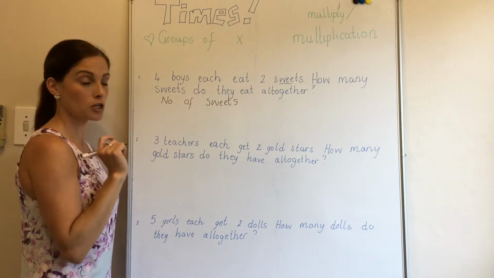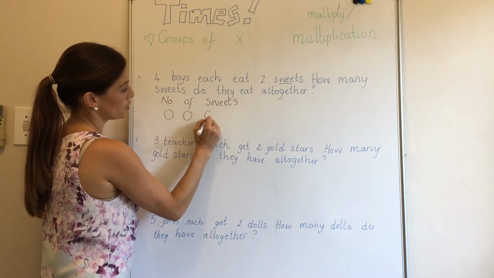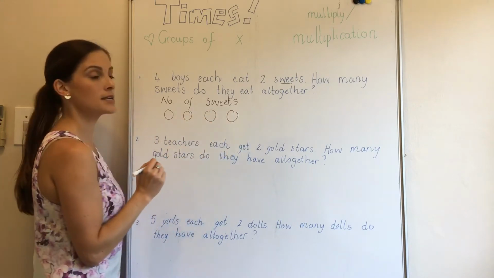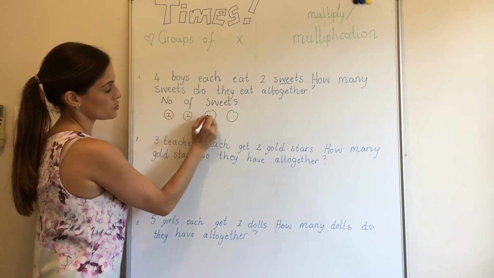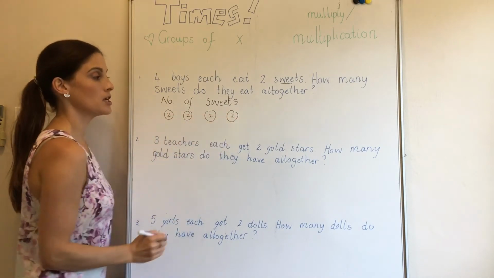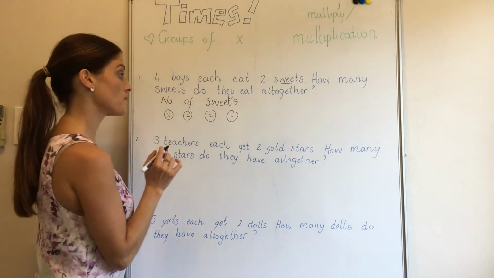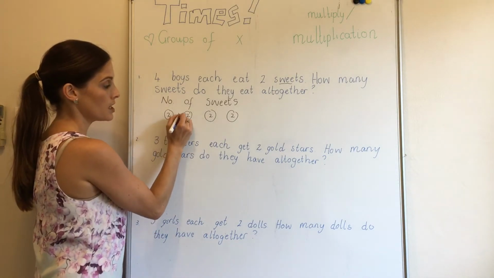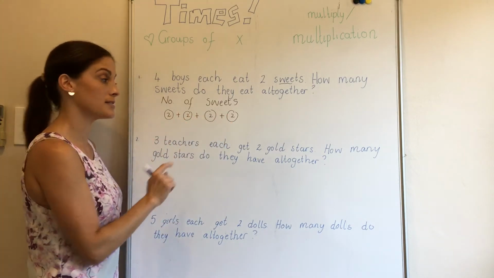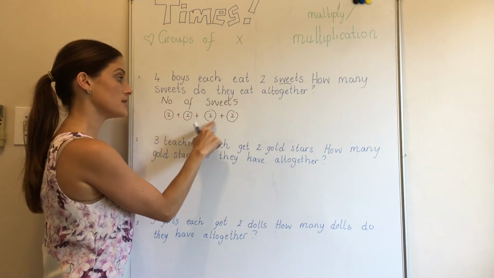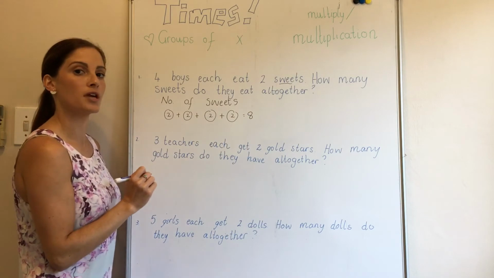So the first thing you can do is you can draw a picture and you've got your 1, 2, 3, 4 boys. And I'm just going to put a 2 inside here because they're each eating 2 sweets. Okay, so you've got your 4 boys each eat 2 sweets. That is the same as 2 plus 2 plus 2 plus 2. Let's count. 2, 4, 6, 8. So they eat 8 sweets altogether.